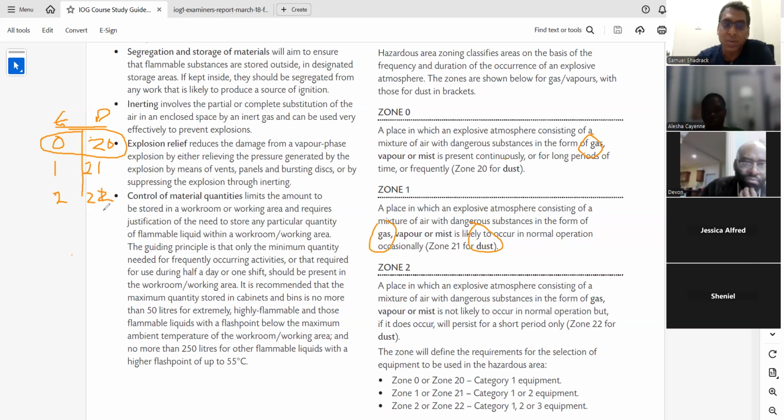And if it's dust that you are in, if it's a big steel plant and you are a neighbor to the steel plant, maybe you could be affected, but let's say you are far from it, you're unlikely to be affected from that type of explosion. You are said to be in a zone 22 atmosphere.